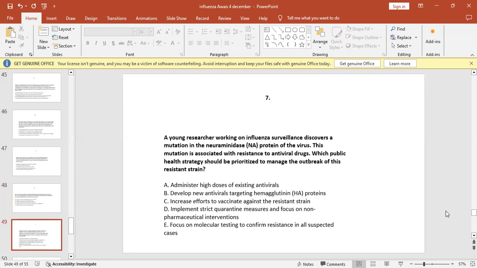Seventh MCQ: a young researcher working on influenza surveillance discovers a mutation in the neuraminidase proteins of the virus. This mutation is associated with resistance to antiviral drugs. Which public health strategy would be prioritized to manage the outbreak of this resistant strain? Whether administer a high dose of existing antivirals, develop new antivirals targeting hemagglutinin proteins, increasing efforts to vaccinate against the resistant strain, implement strict quarantine measures and focus on non-pharmaceutical interventions, focus on molecular testing to confirm resistance in all suspected cases.